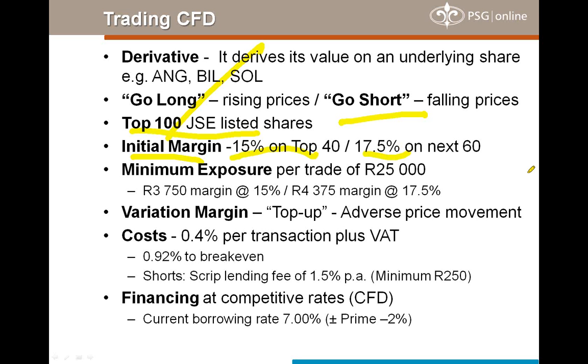There are limitations with regards to CFDs. There's a minimum exposure requirement of 25,000 Rand. So you need to have at least 4,375 Rand margin to be able to open up a trade on CFDs. So the CFD is not for everyone. Just take it into consideration. There is a minimum exposure.